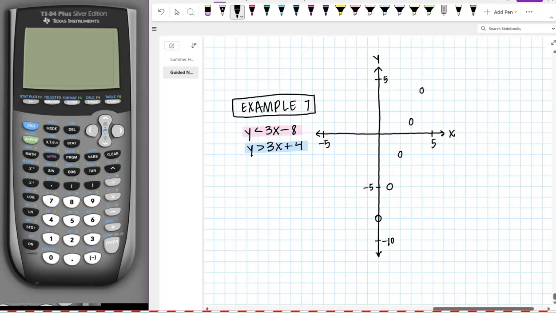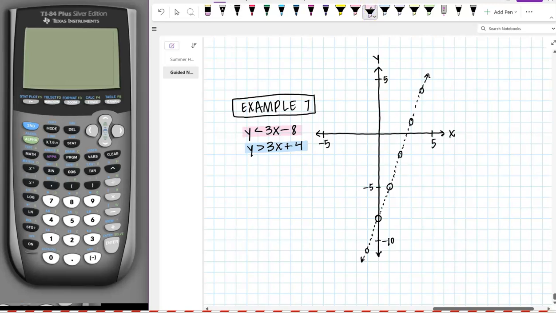If you want to put open circles, to remind you also that you need to connect these with a dotted line to show that the points here on this line are not solutions to the inequality. You must use a dotted line though.